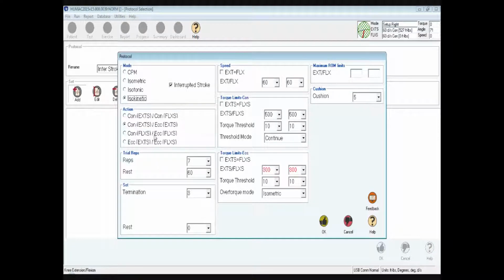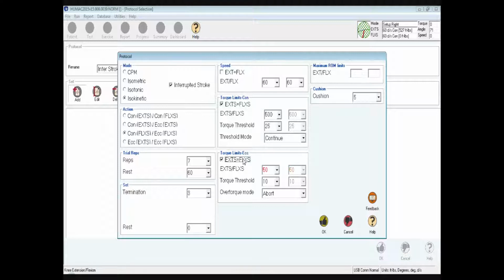Keep the mode on Isokinetic interrupted stroke, but set the action to concentric flexor, eccentric flexor. Make sure you change the termination to 3 reps. Set the torque limit to a maximum and set torque threshold to 25 foot-pounds. Because the concentric hamstring begins with the knee in extension, you have to take into consideration the weight of the limb.